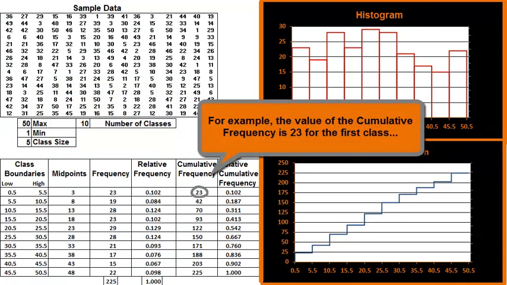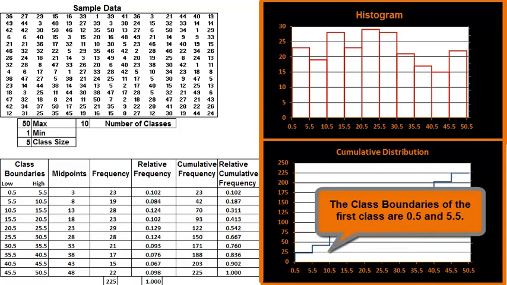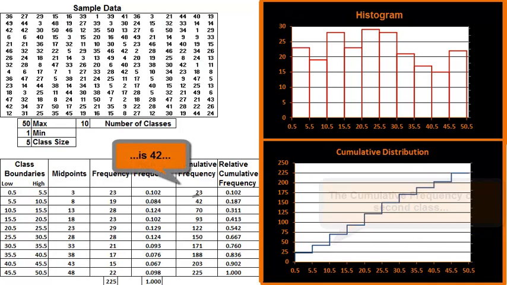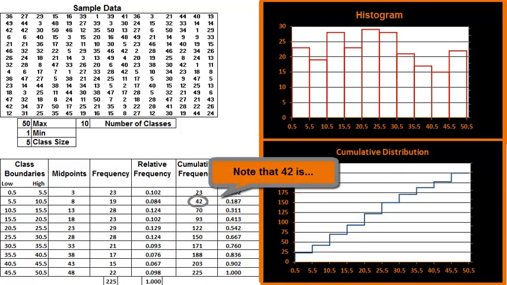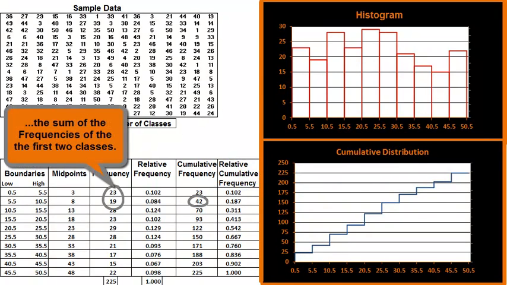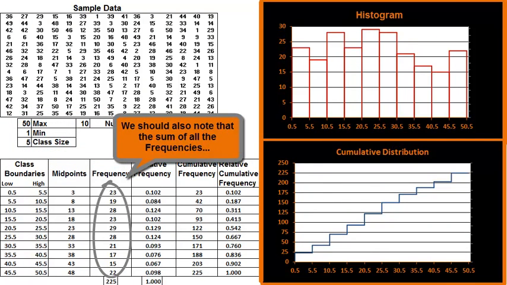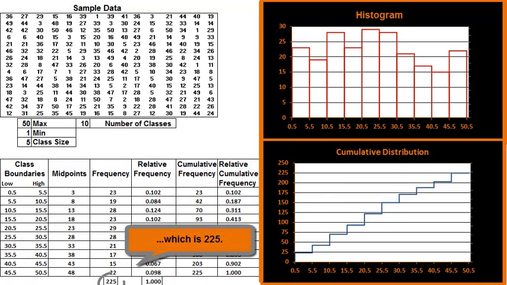For example, the value of the cumulative frequency is 23 for the first class and is the level of the first class. The class boundaries of the first class are 0.5 and 5.5. The cumulative frequency of the second class is 42, and its boundaries are 5.5 and 10.5. Note that 42 is the sum of the frequencies of the first two classes. We should also note that the sum of all the frequencies is the total number of values in the dataset, which is 225.